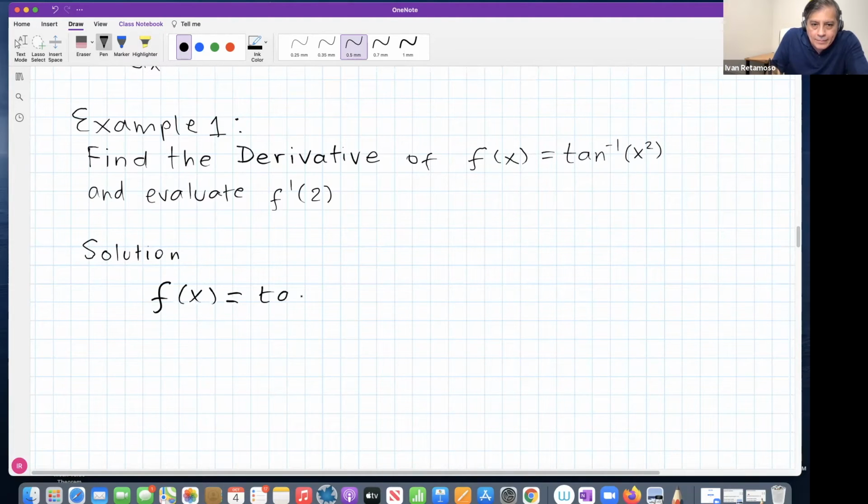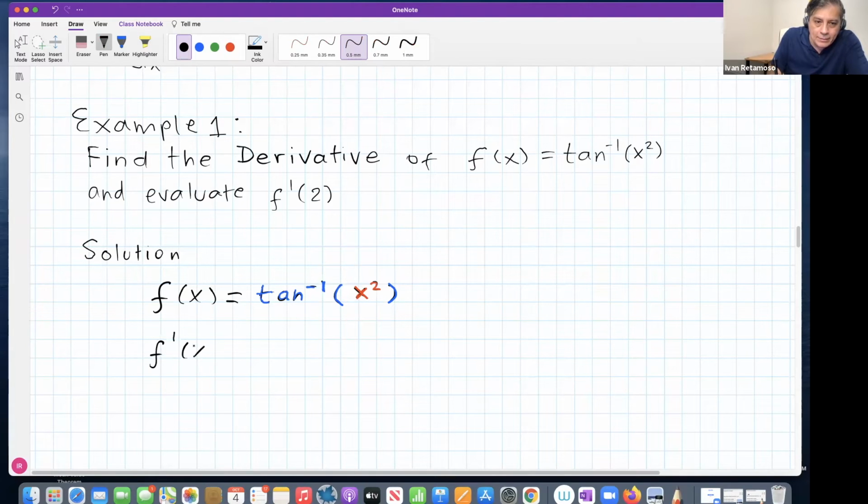Start by clearly identifying the outside function and the inside function, right? This is a composite function. This is not x, it is x squared, right? So I'm going to use blue to identify clearly my inverse function, which is my outside function, this tangent inverse, and red to identify clearly my inside function, x squared, right? So outside function tangent inverse, inside function x squared. So let's apply our chain rule in its second form, right?